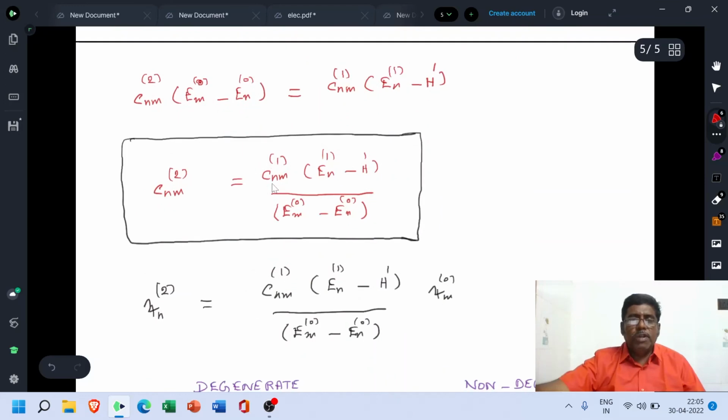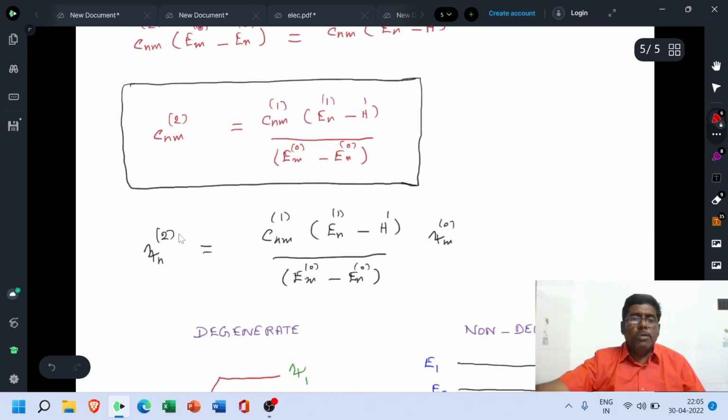Further we have to substitute the value of Cnm of 1. We can get Cnm of 2. Now the second order eigenfunction psi n2 is equal to the summation of Cnm of 2 into psi m0. The Cnm of 2 is Cnm of 1 (En of 1 minus H1) whole divided by Em0 minus En0. This is the value of Cnm of 2. Psi n2 equal to Cnm of 2 into psi m0. Then instead of Cnm of 2, we have written this value, entire is multiplied by psi m0.